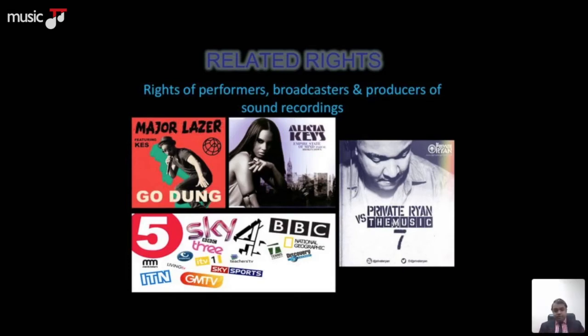And then we have the broadcasting organizations who expend God knows how much money to have broadcasts all around the world, and so they have rights in their broadcasts.